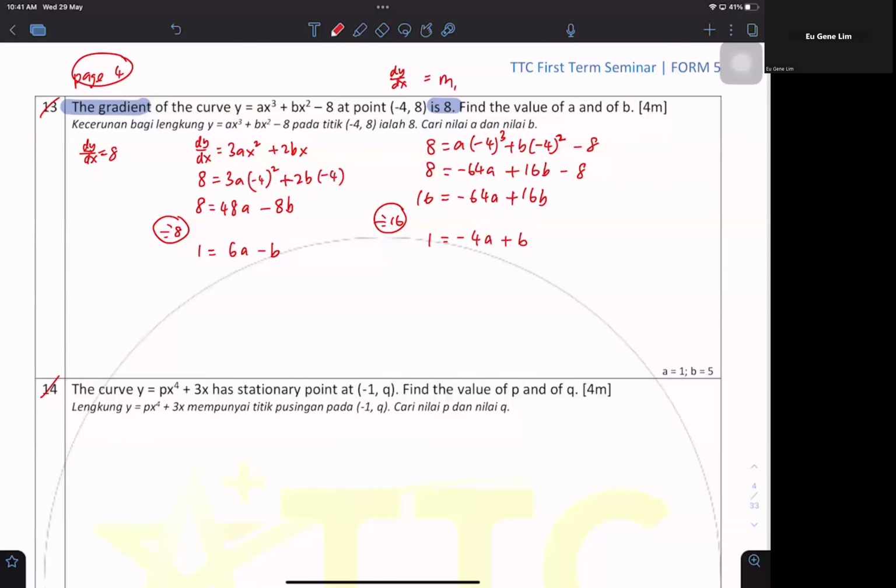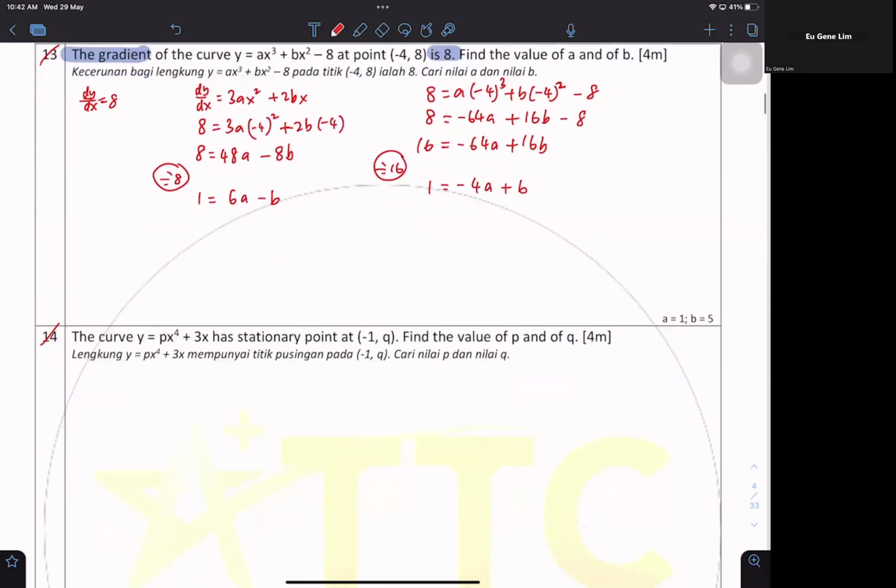So until here, you should know how to do already. You just do substitution, okay? Understand? You know how to do already. You just do substitution on your own. Okay, like next question.